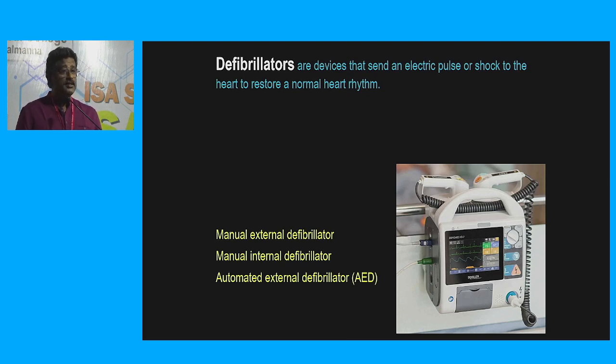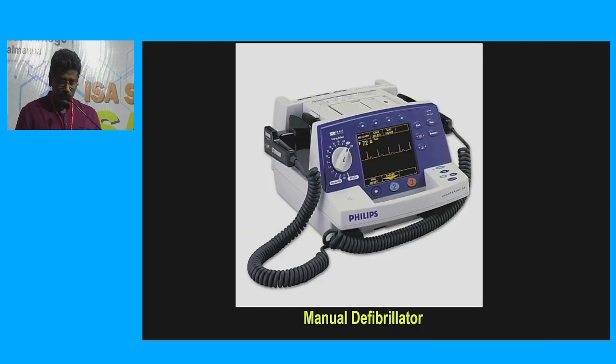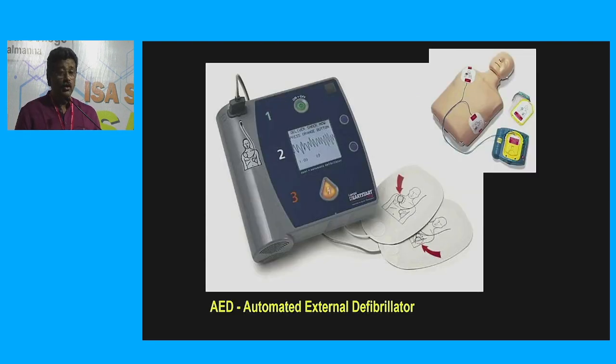Then the automated external defibrillator. This is the manual defibrillator which we all used to have, and this is the automated external defibrillator. What does it do? It identifies the rhythm which needs a shock, and it will give you voice prompts telling you to give a shock or not to give a shock. So that is the AED.